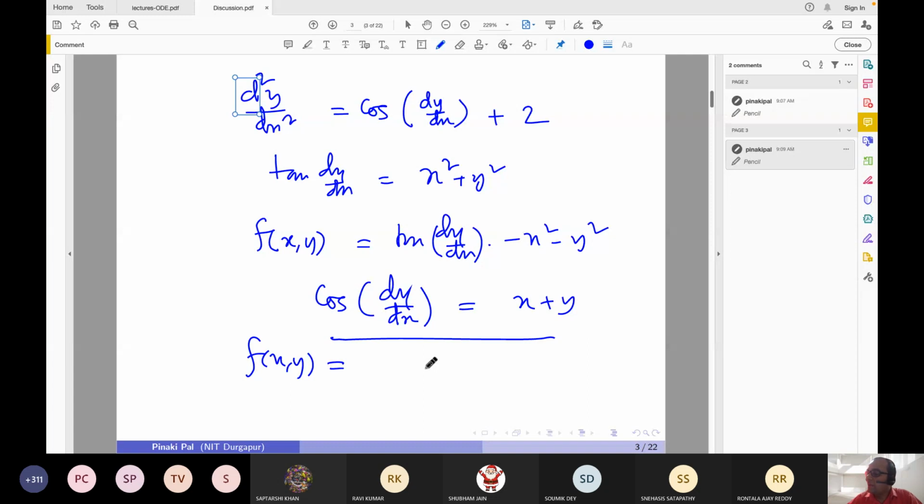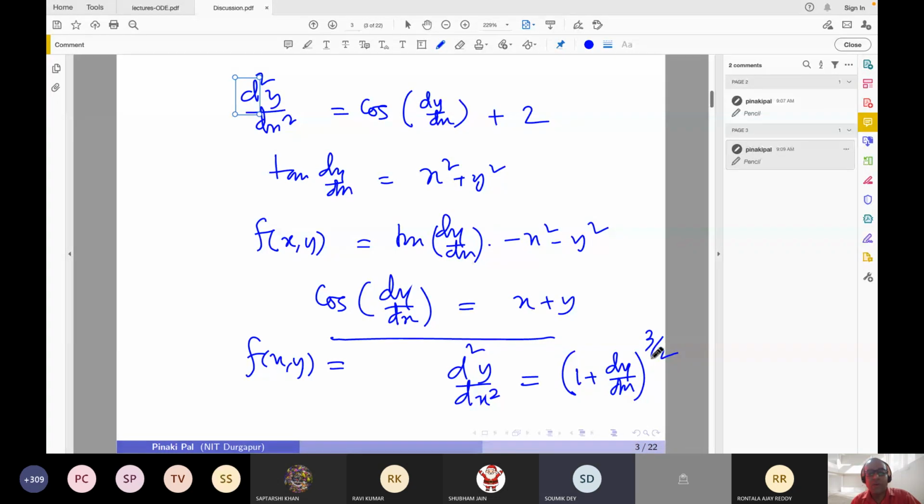The only thing we can do, for example, we took one differential equation of the form 1 plus (dy/dx) whole to the power 3 by 2, something like that, or 5 by 2, I don't remember. In that case, we can rationalize the power. That operation only is allowed.